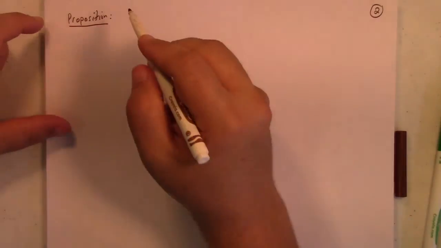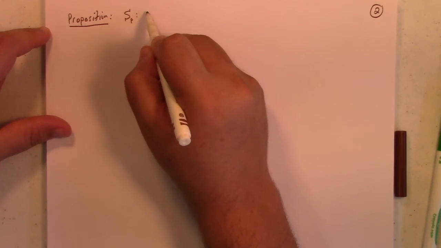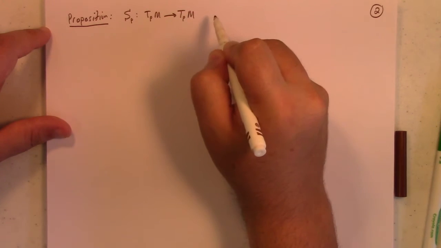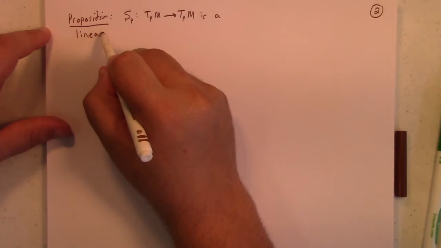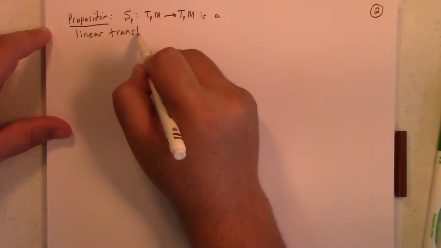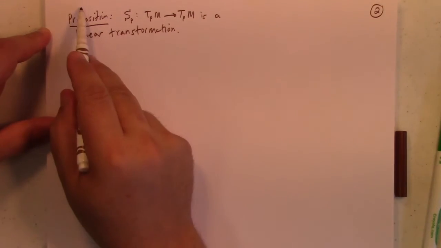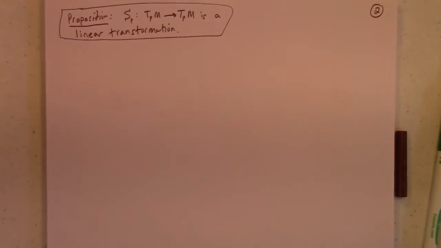No, it's okay. So proposition: the shape operator at the point P from TPM to TPM is a linear transformation. That seems like it's important enough to get its own proposition. Now, how do you prove such a thing?